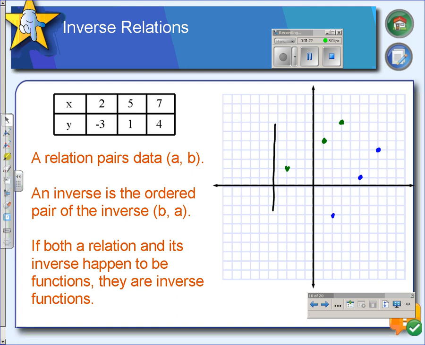And in the inverse, the same is true. We only hit one point at a time. So the inverse is also a function. So the function and its inverse are both functions.